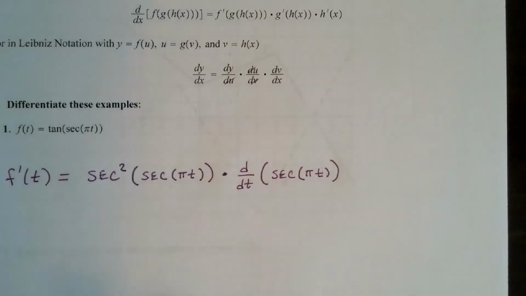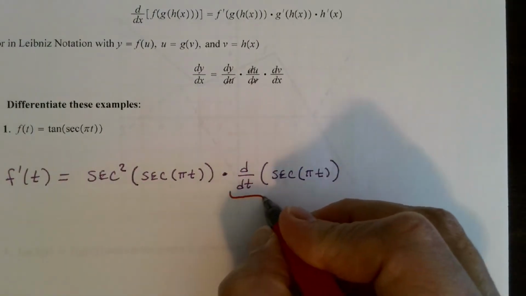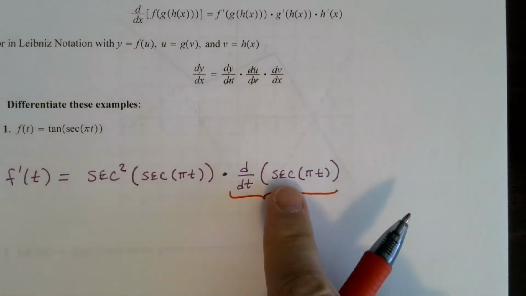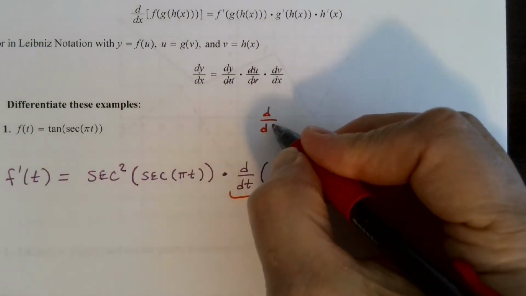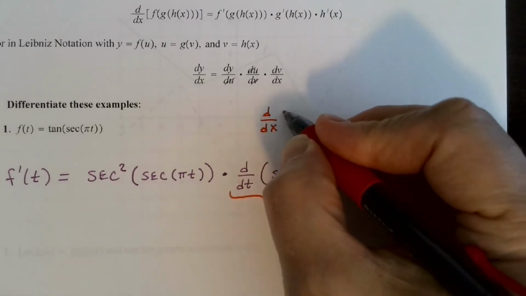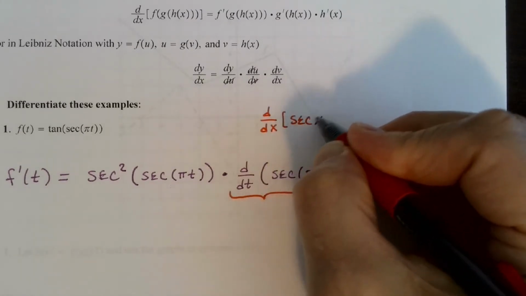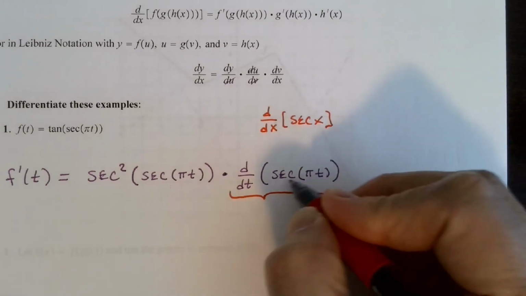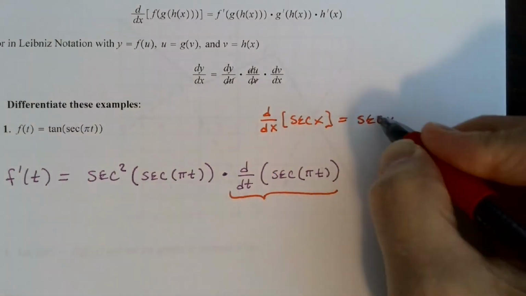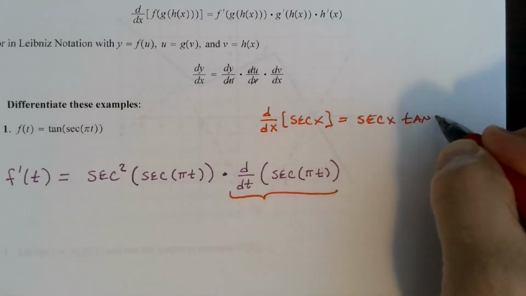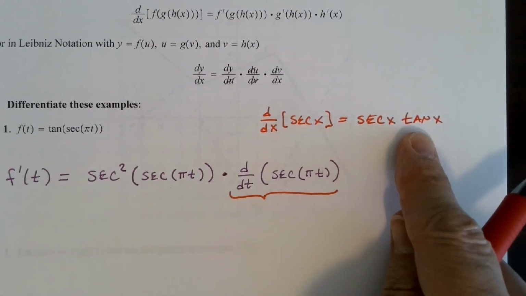So what's the derivative of the outer function in this case? What's the derivative of secant? So recall here the derivative with respect to x of secant x. If it was just secant x, or if it was just secant t, what would the result be? It's secant x times tangent x. If you remember, that's the derivative of secant.